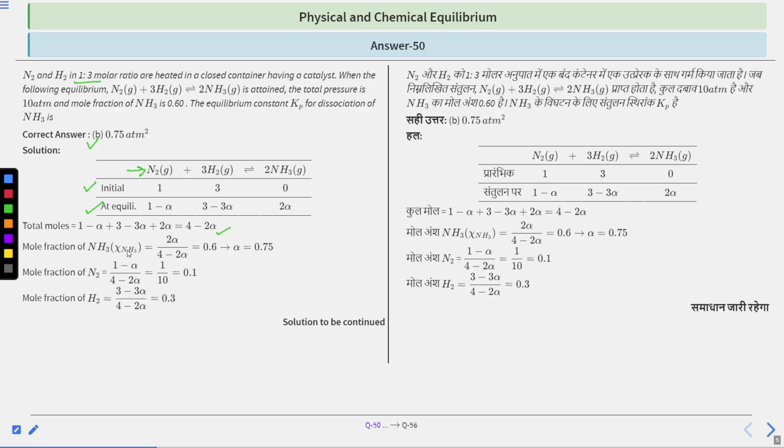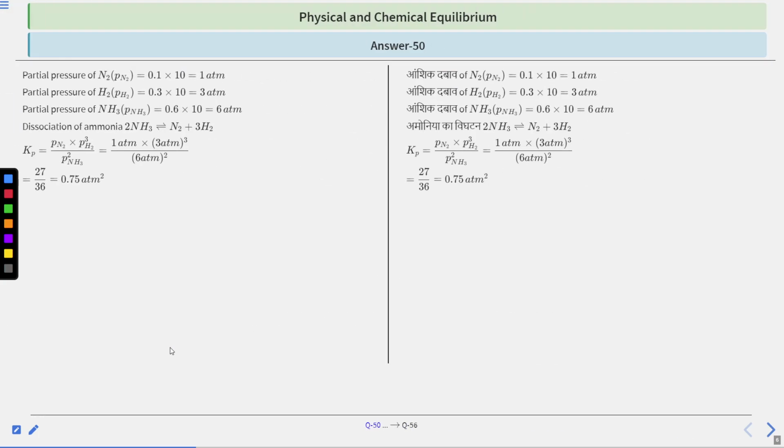And the mole fraction for ammonia is equal to 2 alpha divided by 4 minus 2 alpha, and it is 0.6 as it is given in the question. So from this equation, we have alpha is equal to 0.75. So we can also calculate the mole fraction of N2, which is 1 minus alpha upon the total moles. On putting alpha, we have N2 mole fraction equal to 1 by 10 or 0.1. Similarly, for the mole fraction of H2, the moles of H2 divided by the total moles, putting the value of alpha, we have mole fraction of H2 equal to 0.3.